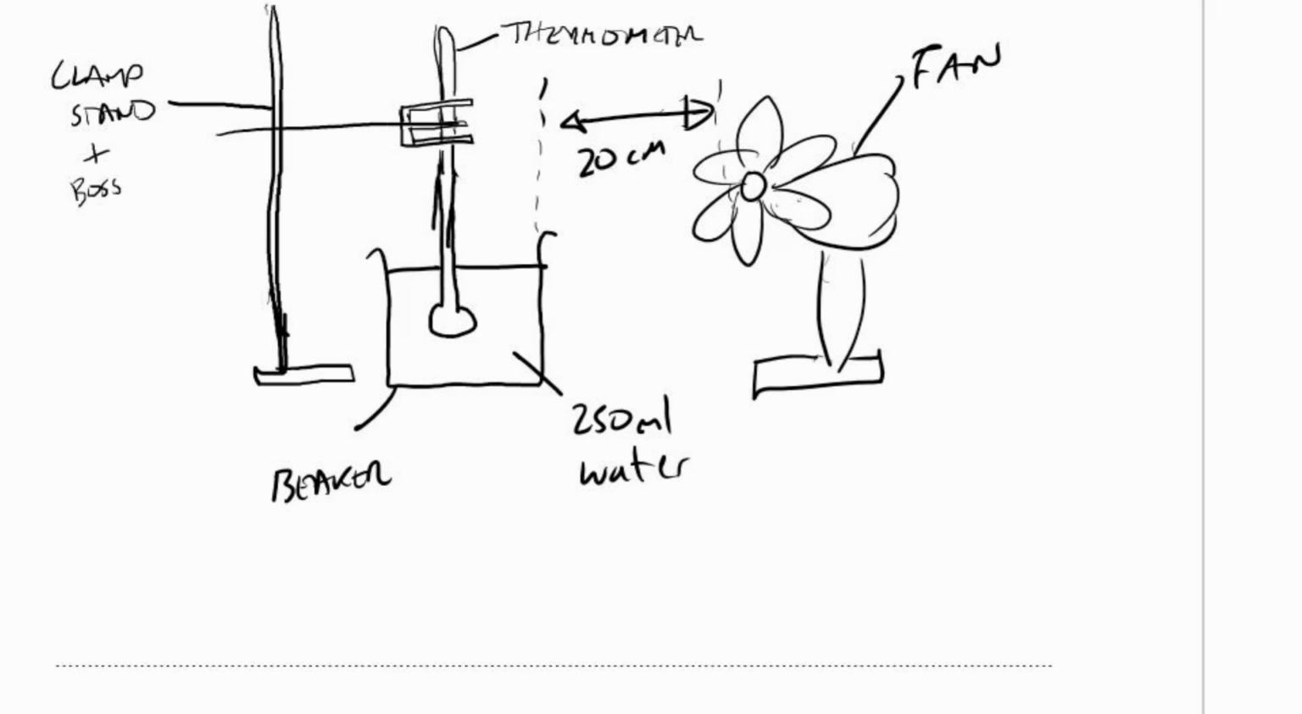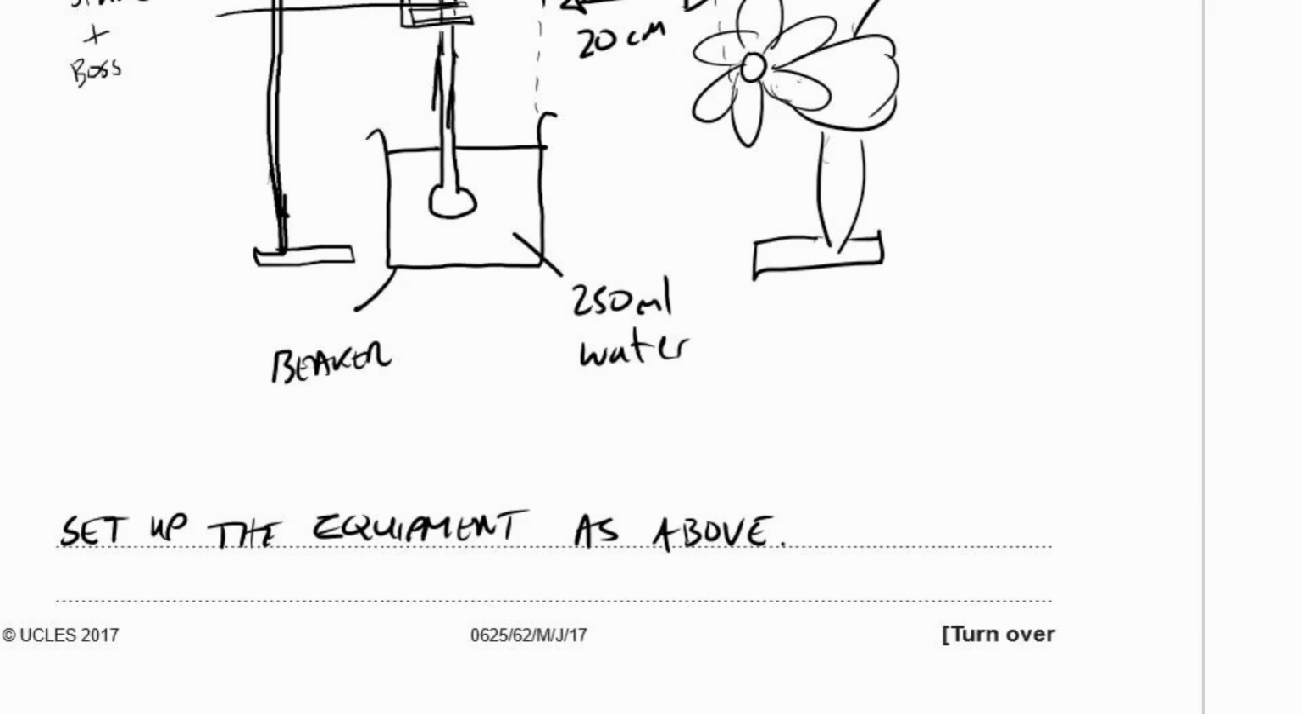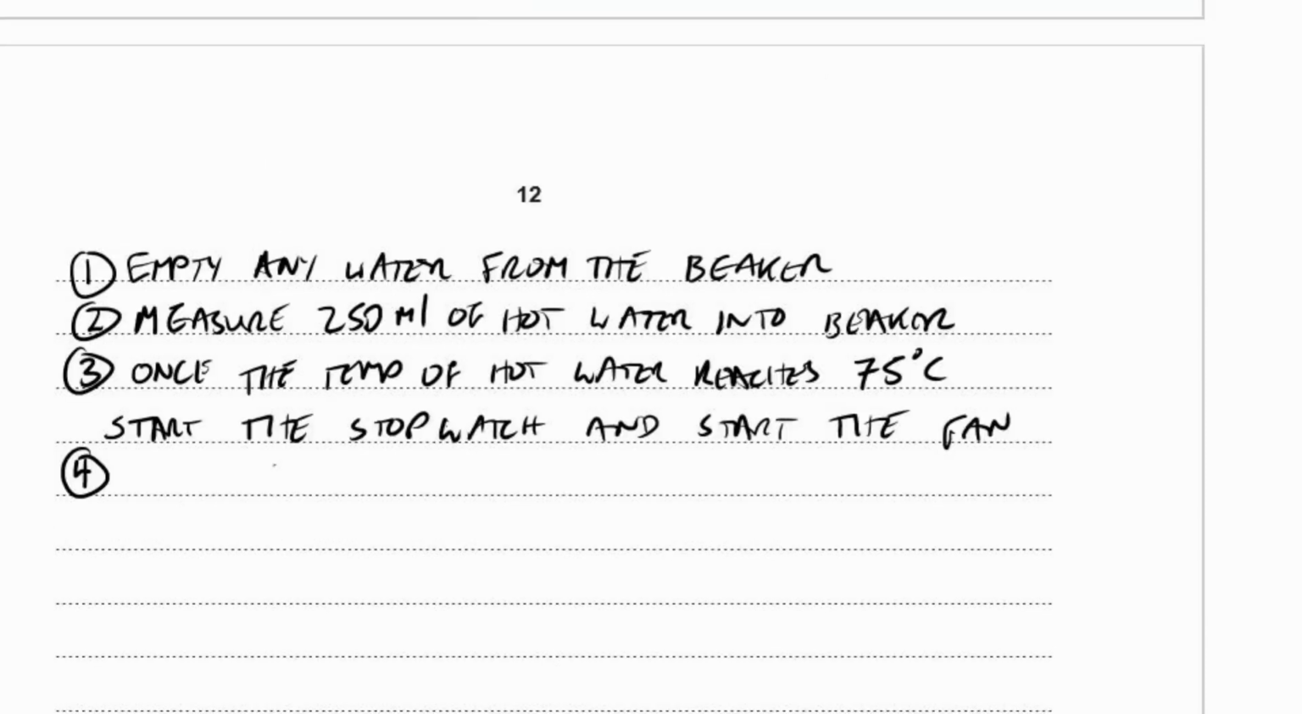Okay, now first things first then, of course, what we want to do is set up the equipment as in the diagram above. So there we go, there's my first step, set up the equipment as above. Now I'm going to start labelling steps because I'm going to want to reuse them. Step 1, empty any water from the beaker, of course, because we're going to repeat all these steps. Step 2, measure 250 millilitres of hot water into the beaker. And step 3, this is where it starts becoming more specific. Once the temperature of the hot water reaches 75 degrees Celsius, start the stopwatch and start the fan.